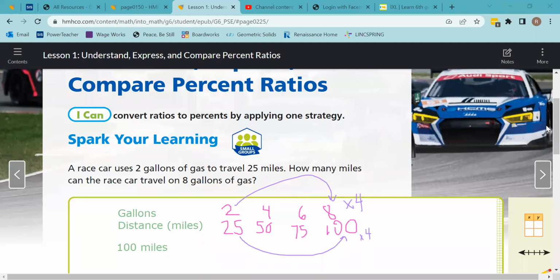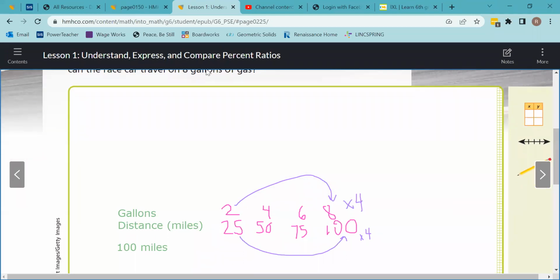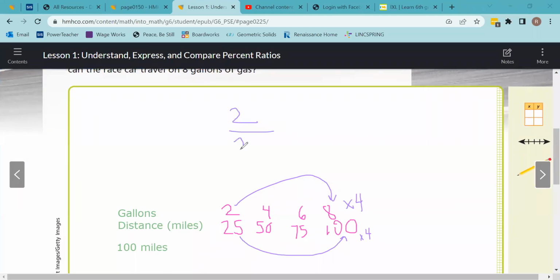In the book here, it shows essentially that exact same thing. I'm just going to scoot that down in a different way. So they just write it as a fraction: 2/25 equals 8 over a missing number. Notice how I've got my gallons on top here. If you switch those around, you're doing a different problem. So again, 2 times what gives you 8? Times 4. Do the same thing here.